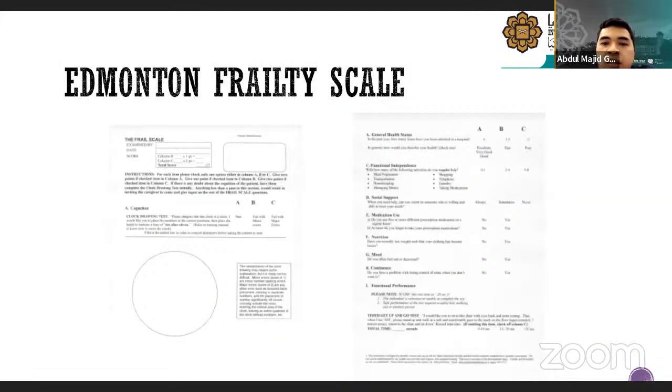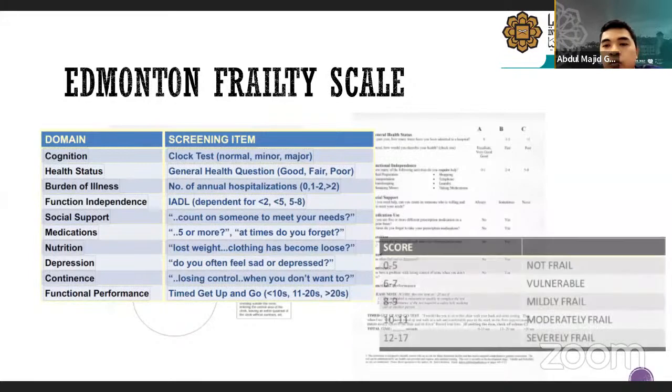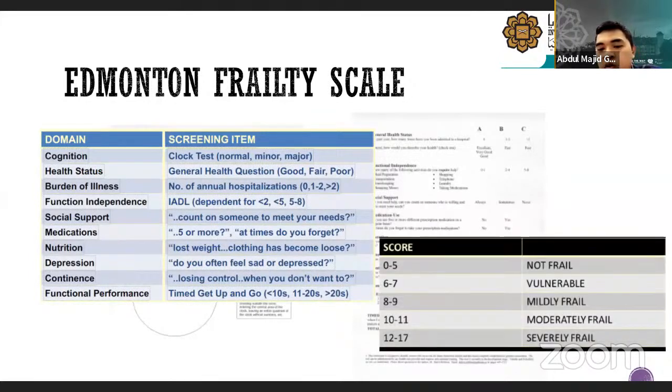So the Edmonton frailty scale uses 9 criteria, but is quite difficult. The domains that we assess using the Edmonton frailty scale are: cognition, health status, burden of disease, functional independence, social support, medications, nutrition, depression, continence, and functional performance, which results in this score. So a score of 8 and above is considered frail and divided into mild, moderate, and severe.